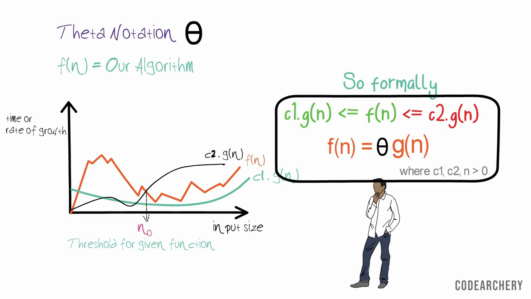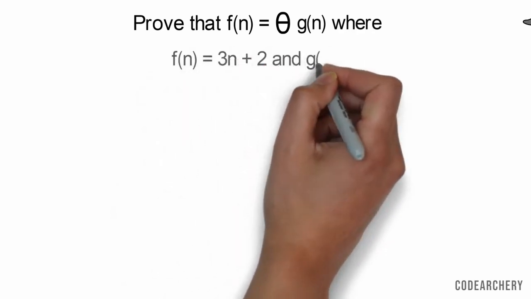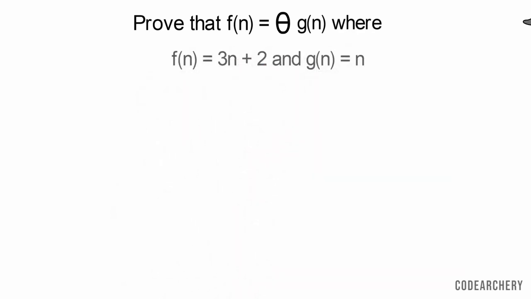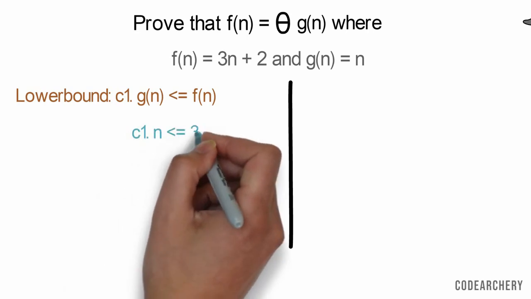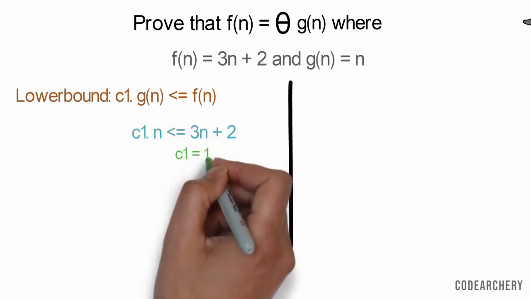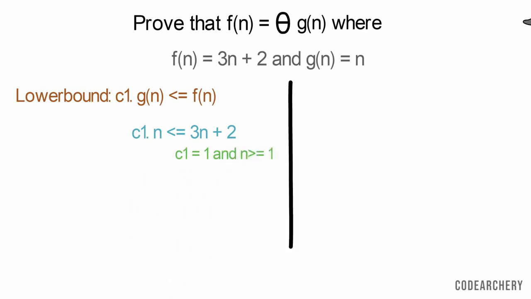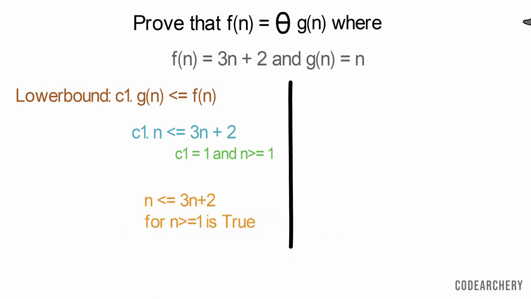Let's understand by an example. We have to prove that 3n plus 2 is theta of n. Our approach is going to be the same. We'll stick to the definition. First, we'll try to find the lower bound. So c1 into n is less than or equal to 3n plus 2. So if you do a little bit of trial and error, for c1 equals 1, this equation holds true for all values of n greater than or equal to 1. So n is less than or equal to 3n plus 2 is true. So we have found the lower bound.